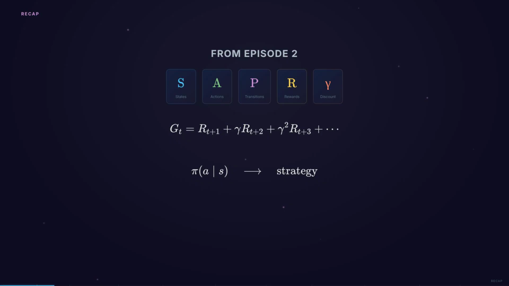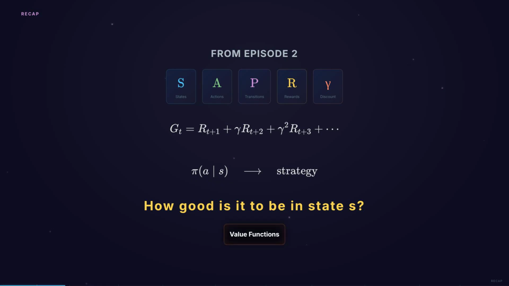But we left a critical question unanswered. Given a policy, how do we measure how good it is to be in a particular state? How do we compare two states and say one is better than the other? That's where value functions come in.